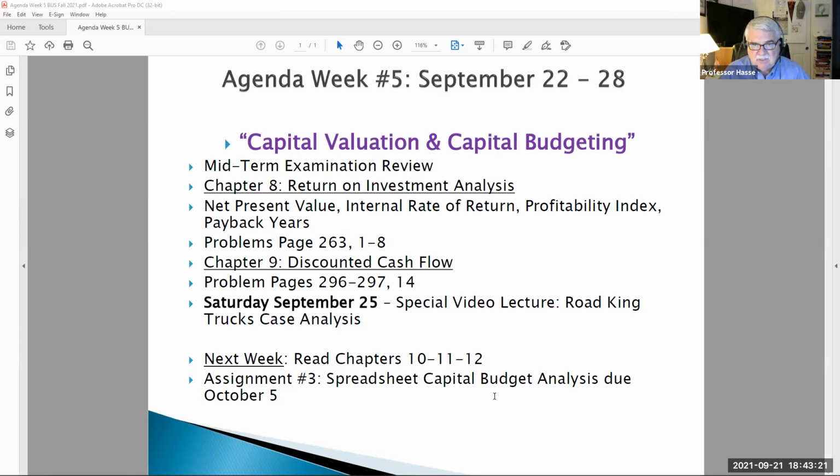Capital valuation and capital budgeting, chapters 8 and 9. We spend 2 weeks on this subject, this week and next week. This week is 8 and 9. Next week it's 10, 11, and 12. All these lead up to assignment number 3, which is a spreadsheet analysis due October 5th. Your Road King analysis also includes this, and it is due October 12th.